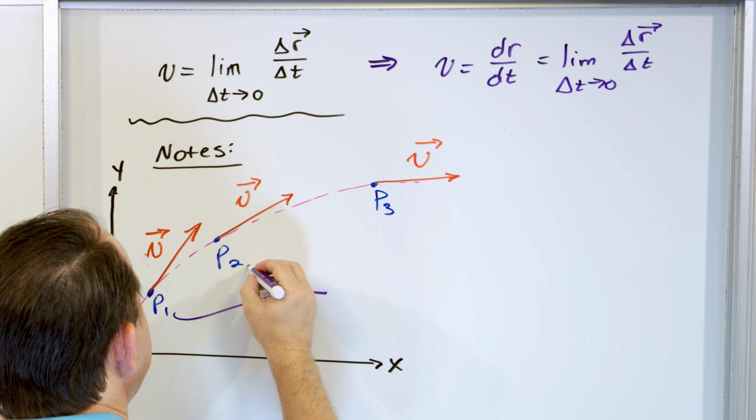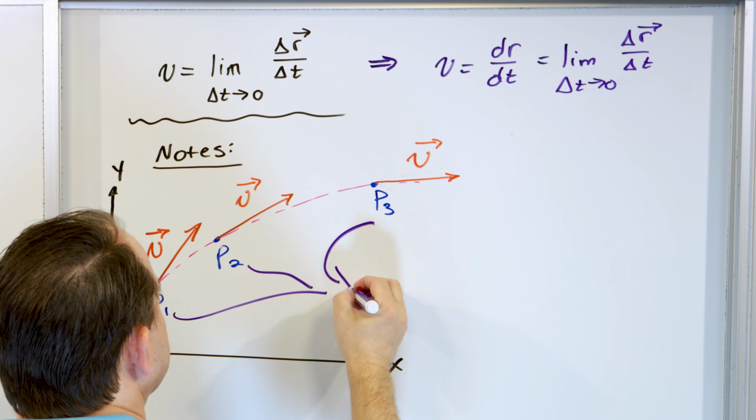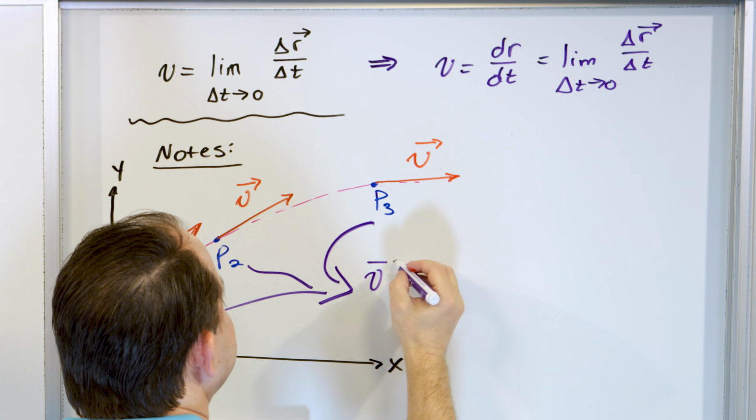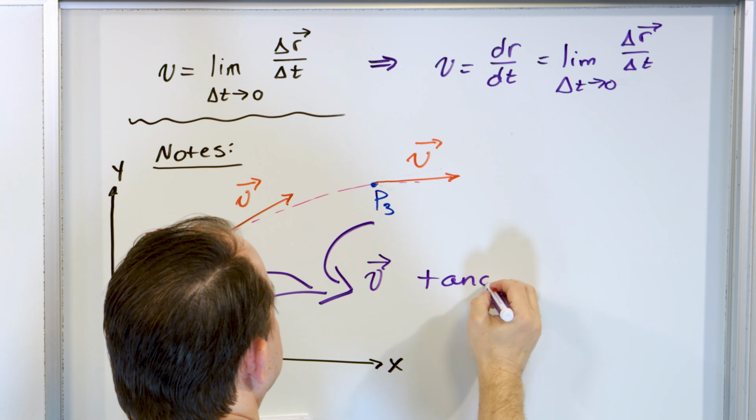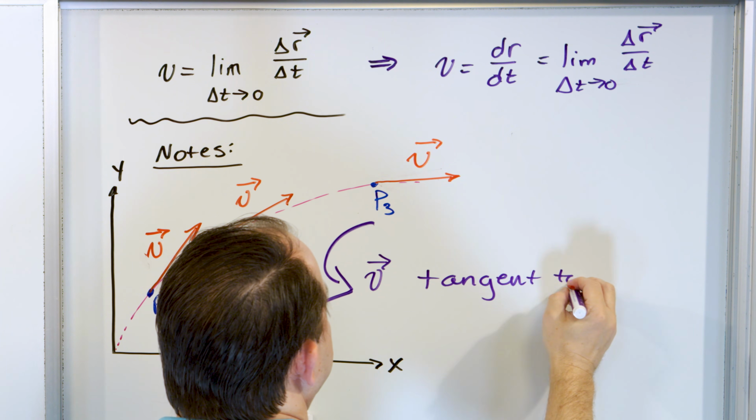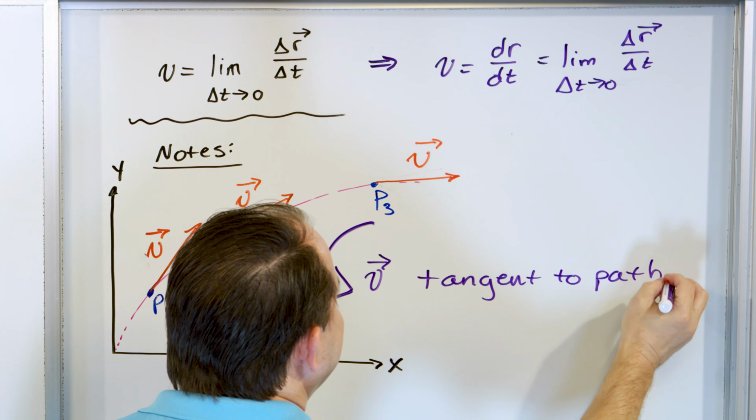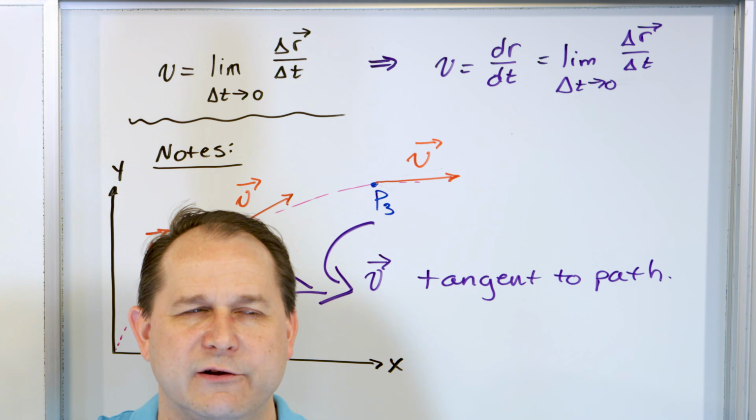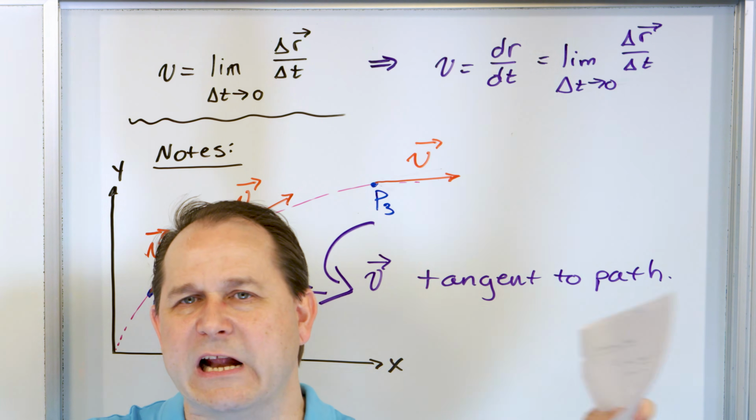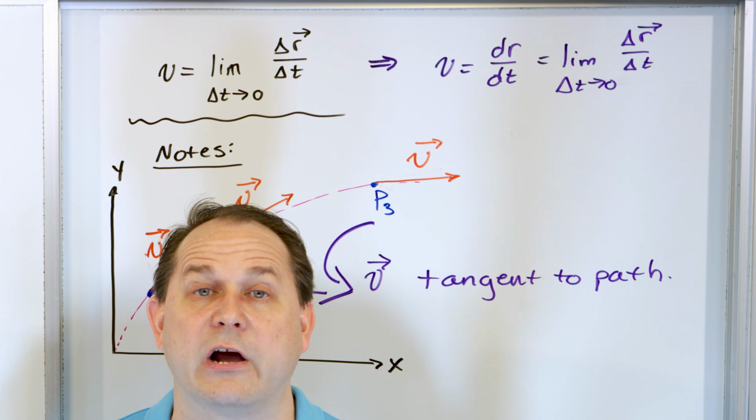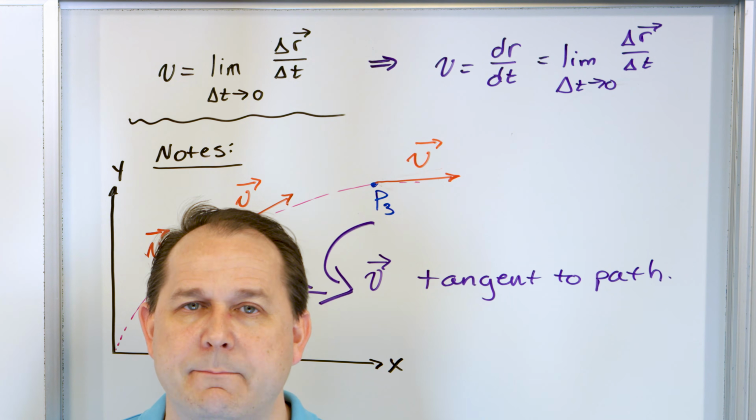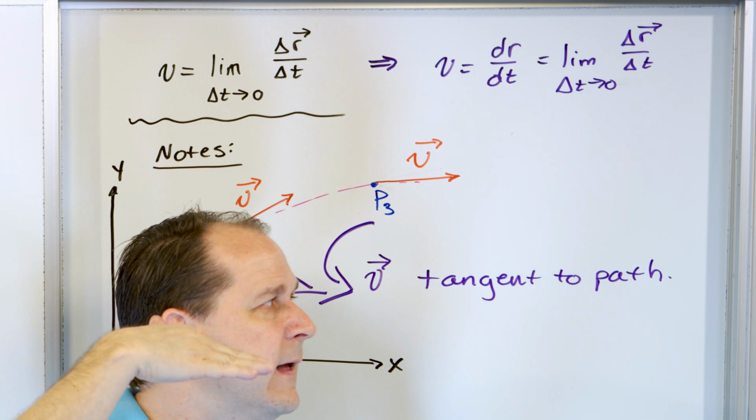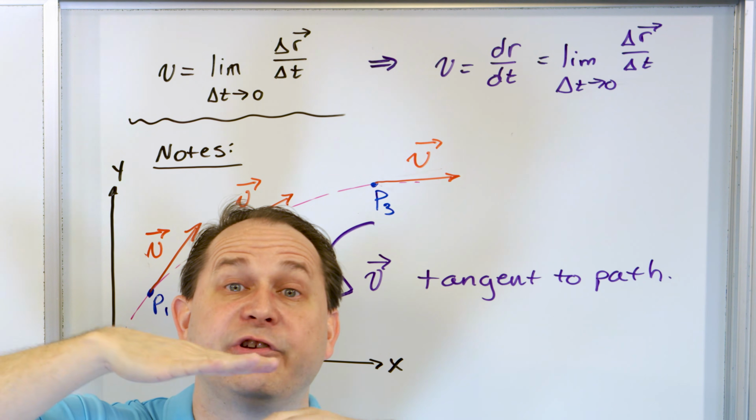So at this point, and at this point, and at this point, the velocity is tangent to the path. And when I say tangent, I'm not talking about trigonometry tangent. I'm not talking about sine over cosine. I'm not talking about that tangent at all. Tangent is a word in math that means when two things are tangent, they only touch at one point.